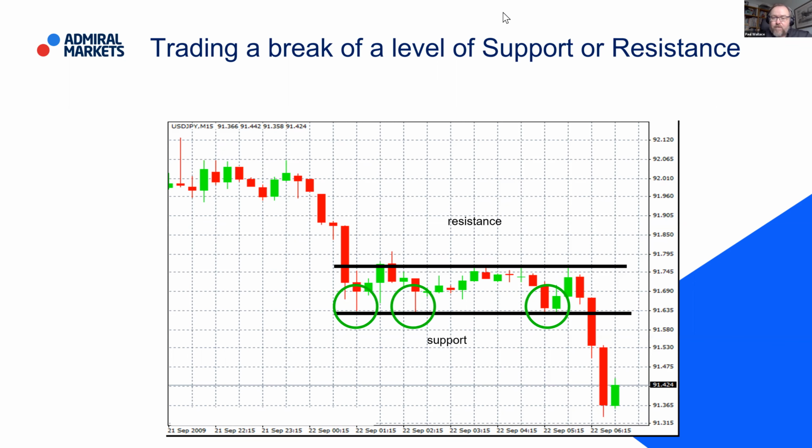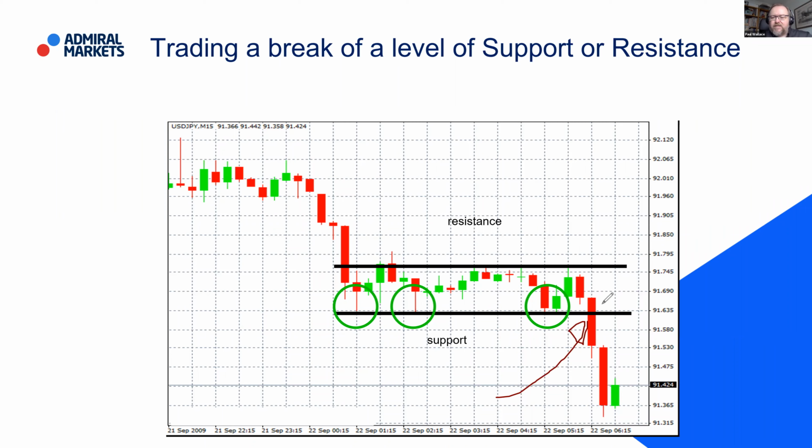As you can see here, let's bring up the drawing tool, ladies and gentlemen. What's the key element here? As I say every week, I apologize for my drawing skills. I'm a better trader than I am an artist, but you get the gist. You understand what we're looking at here.